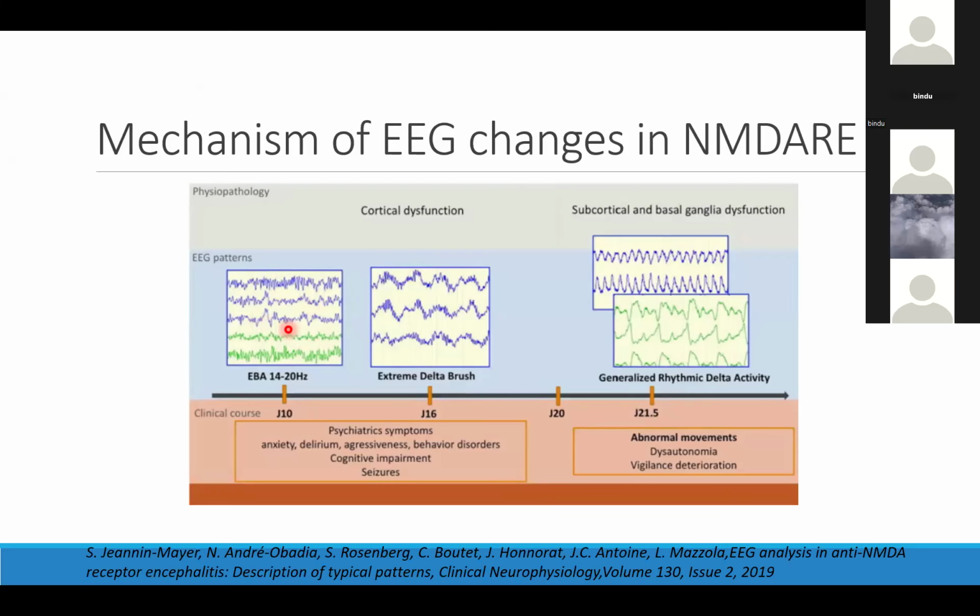In the early stages, patients can have excessive beta activity with cortical dysfunction, and there can be extreme delta brush. Later, when there is subcortical and basal ganglia dysfunction, patients can have generalized rhythmic delta activity. And that correlates with abnormal movements and dysautonomia.